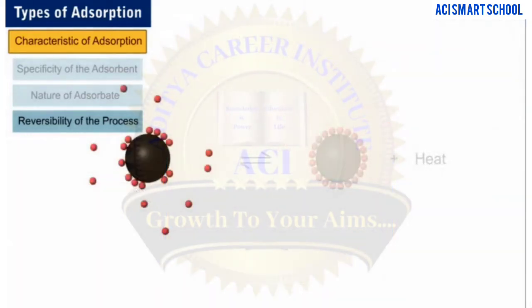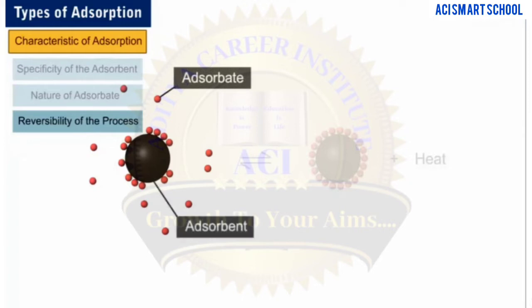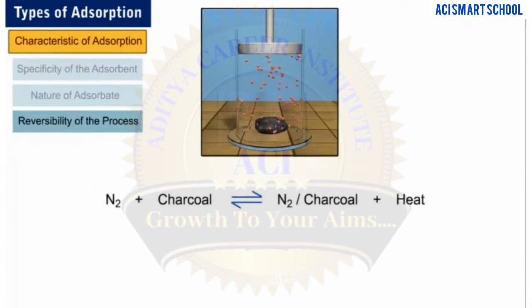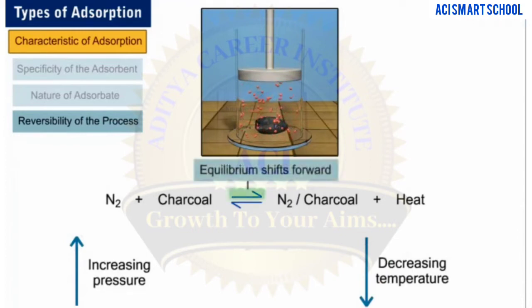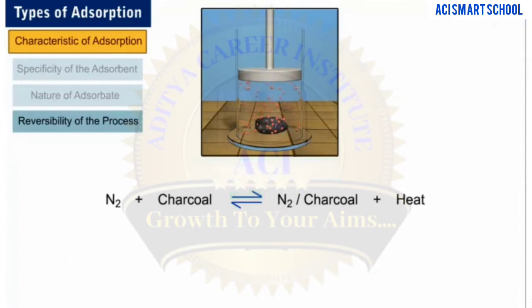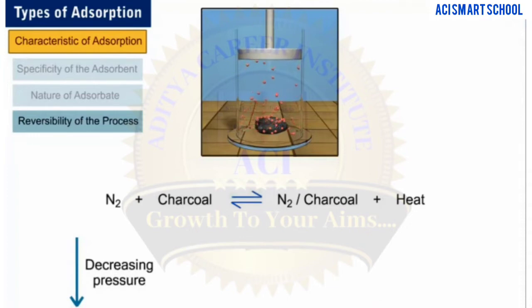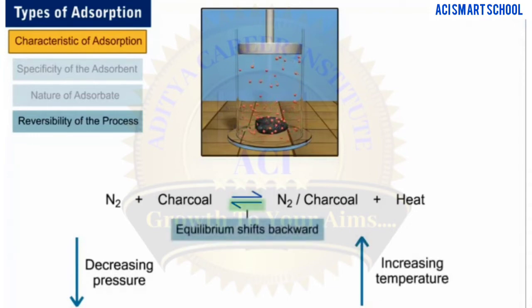You know that adsorption is an exothermic process. The equilibrium can be represented as gas, the adsorbate, plus solid, the adsorbent, in equilibrium with the gas adsorbed on the solid plus heat. On applying Le Chatelier's principle, it can be seen that when we increase the pressure or decrease the temperature, the equilibrium shifts forward. That is, adsorption increases. Similarly, when we decrease the pressure or increase the temperature, the equilibrium shifts backwards. That is, adsorption decreases. In other words, desorption takes place.